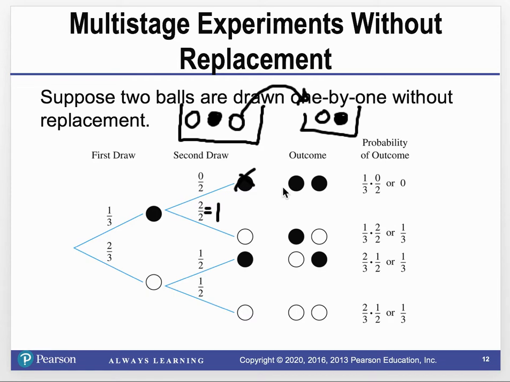So now here's my possible outcomes. 2 blacks, but notice that would be 1/3 times 0, right? Black first and then white, 1/3 times 1, or 1/3. White and then black, 2/3 times 1/2, or 1/3. And then 2/3 times 1/2, again, 1/3. I'm going to double check my math and see that they all have a denominator of 3. 1, 2, 3. Okay, so once again, I feel kind of comfortable with my problem there.